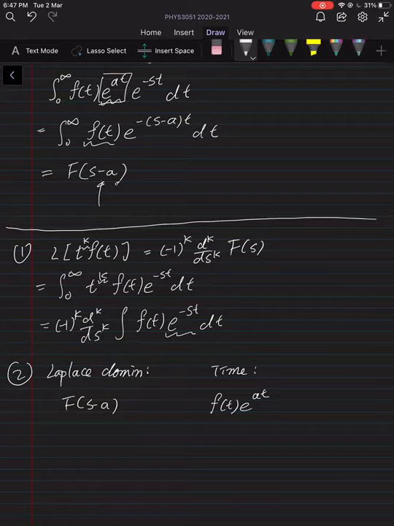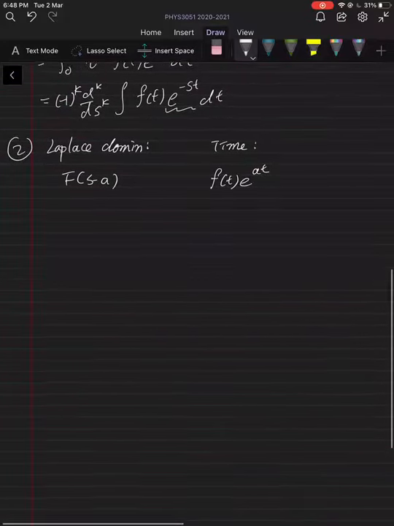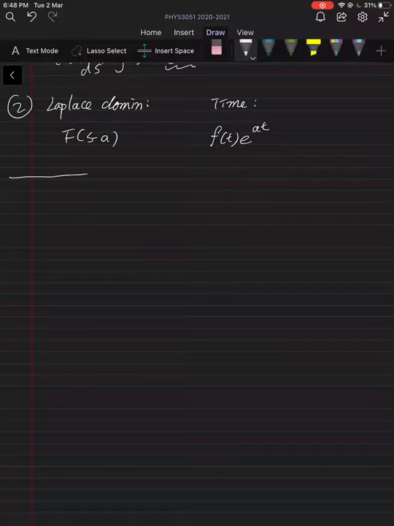Okay, so are there any questions before I move on to discuss how do you interpret the Laplace transform? Okay, no questions? Right, then let me give you a bit of discussion about how you can interpret the Laplace transform.